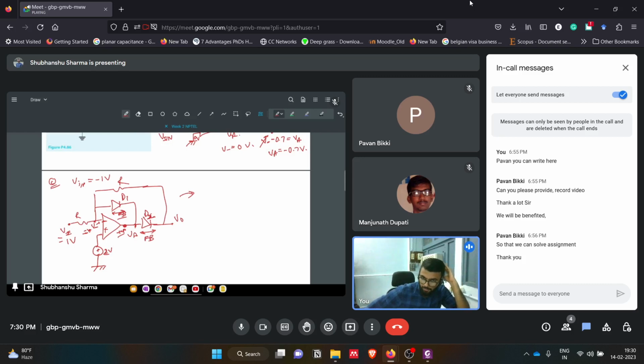If no, anything, I'll ask like this. Then, what will be? Simply, what will be the condition of D1 and D2 when this is 2 volts and the input is 1 volt? Because we saw when this was 0 volts, we got this to be forward biased and this to be reverse biased.